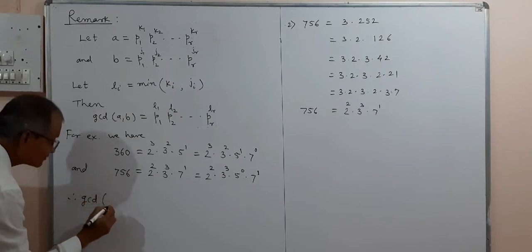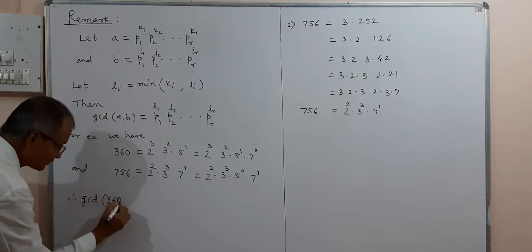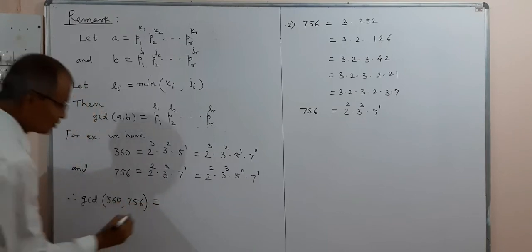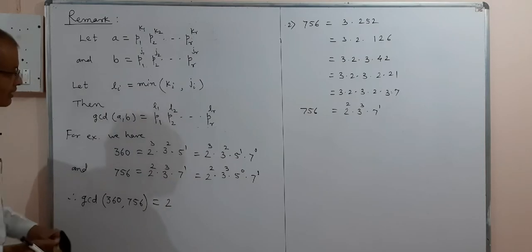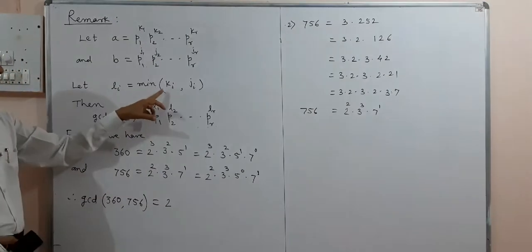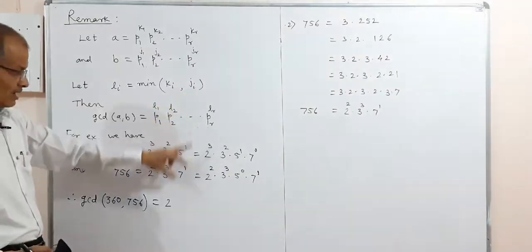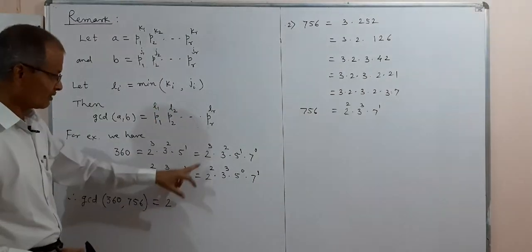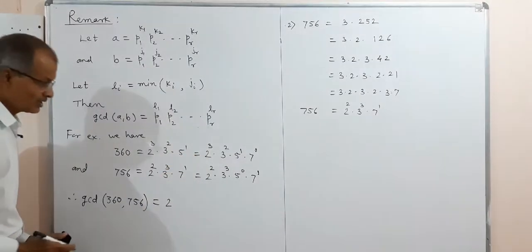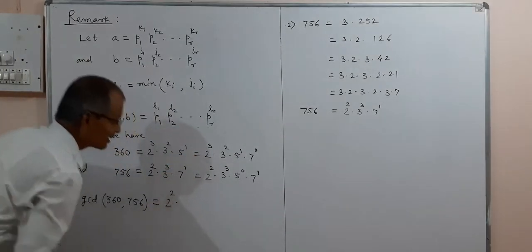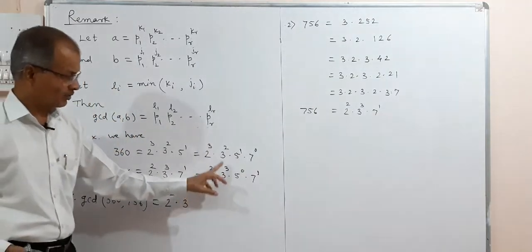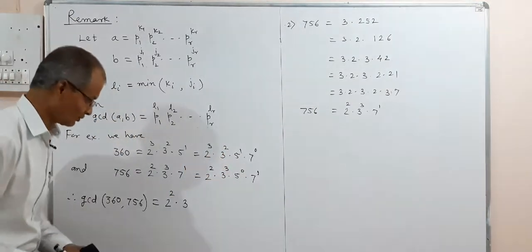Therefore, GCD of 360, 756 is equal to 2 to the power L1, which means the minimum of K1 and J1. So L1 is now the minimum of 3 and 2. The minimum of 3 and 2 is 2, and 3 to the power the minimum of the exponents of 3, which are 2 and 3, again 2.